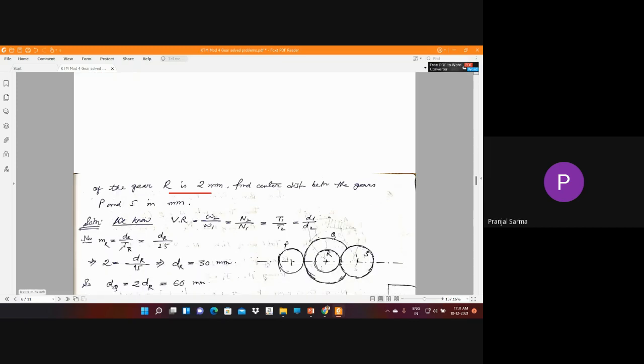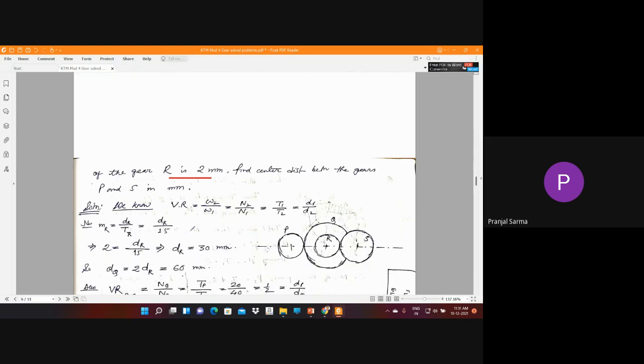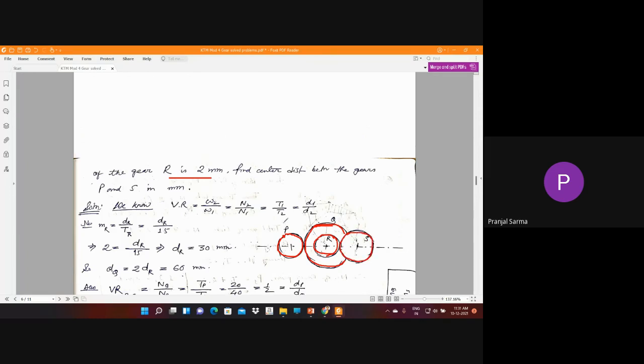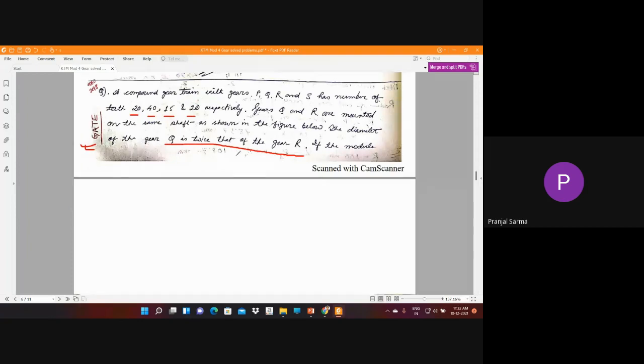Now this time the figure is given. This is gear P, and gear P is in mesh with gear Q. Next, it is being said that Q and R are on the same shaft, that is a compound gear train we know. And R is in mesh with S. The number of teeth is already given.